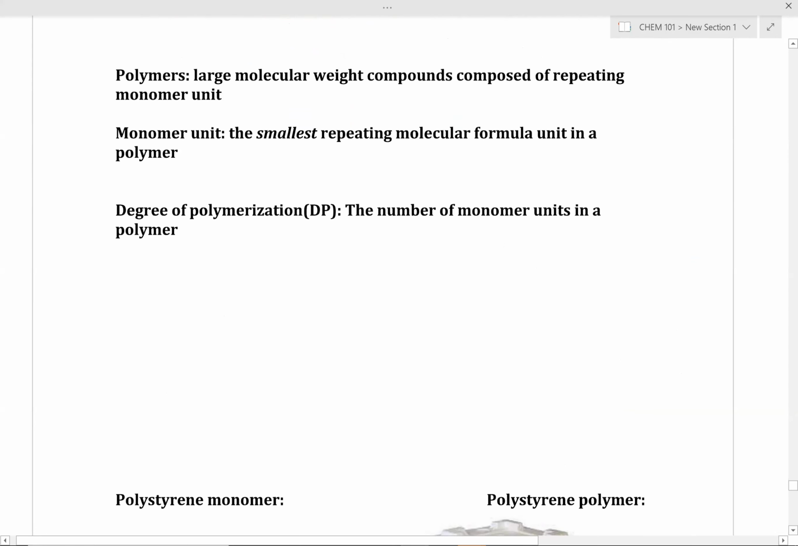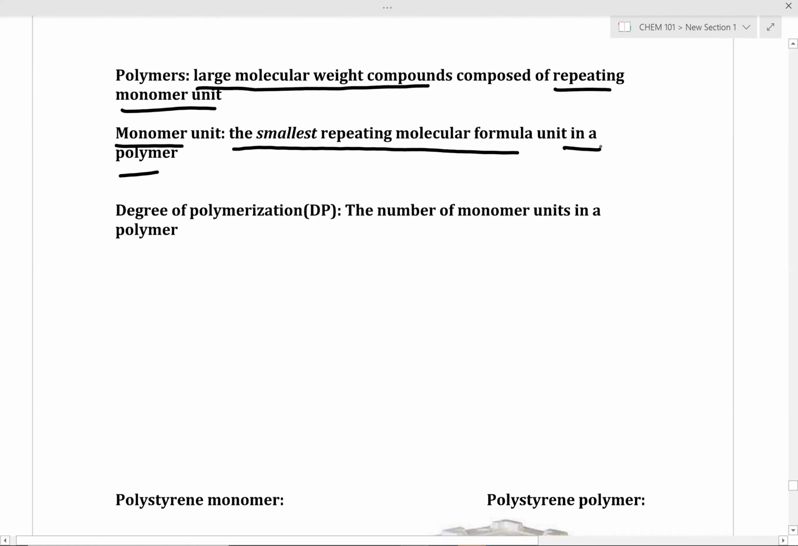These are highly conceptually related to this idea of empirical and molecular formula. Well, polymers are super large molecular weight compounds composed of a repeating monomer unit. Where does that phrase sound familiar? A repeating subunit. Does that remind us a lot of the empirical formula? A repeating molecular subunit? Yeah. So the monomer unit is the smallest repeating molecular formula in a polymer.